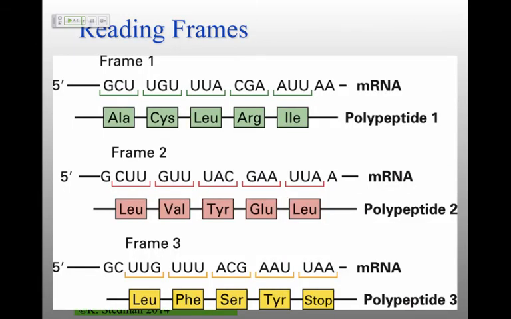Okay, we talked about this already, but it bears repeating. That fact that you have 1, 2, 3, 4, 5, 6, 7, 8, 9 is what's called the reading frame. In reading frame 1, you're starting at nucleotide 1. Gives you one amino acid sequence. Reading frame 2 gives you a different amino acid sequence. Reading frame 3 gives you yet another amino acid sequence. In theory, all of these could be used.